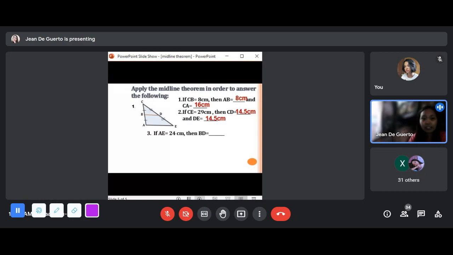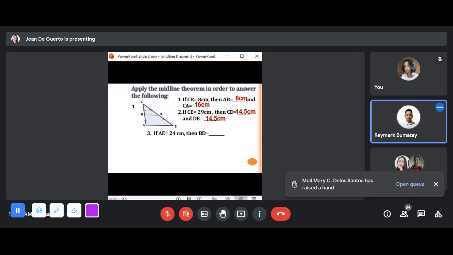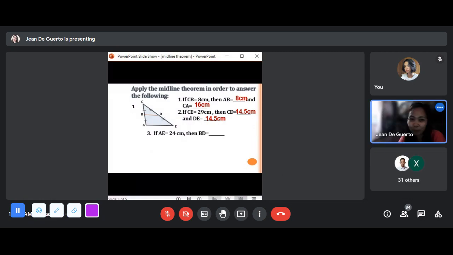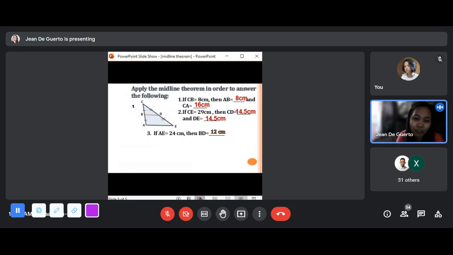If AE is 24 centimeters, then BD is equal to, Raymark. 12 centimeters po, ma'am. Why? Divide po, ma'am, by 2. Why? Because po, ma'am, AE is twice the value of midline BD. Okay. Correct.